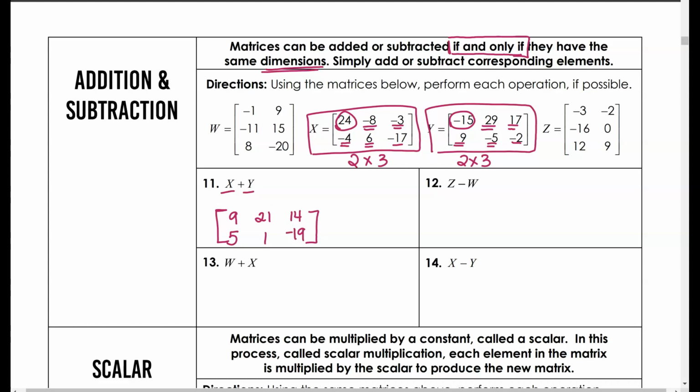So again, we're adding the elements. Everything in x11 is going to be added to y11. So all the elements in X that are in that first row, first column are going to be added to the Y first row, first column. That is how the addition plays out. So this is why it's important that the matrices be the same size.